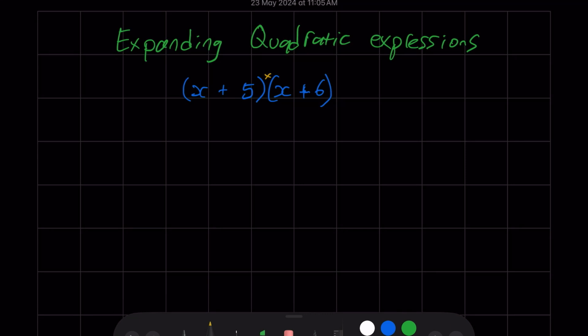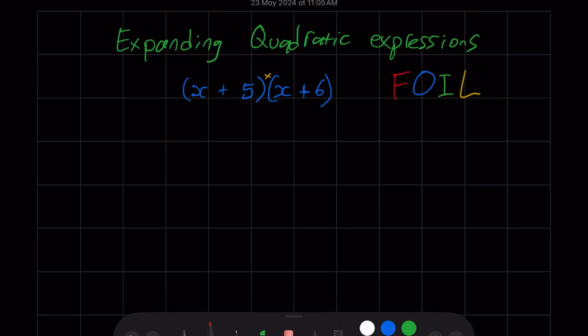What we need to do is multiply all of the terms in this first bracket with all of the terms in this second bracket, and vice versa. The easiest way to do that is to remember the acronym FOIL. F-O-I-L. FOIL. So that is the acronym that we use.